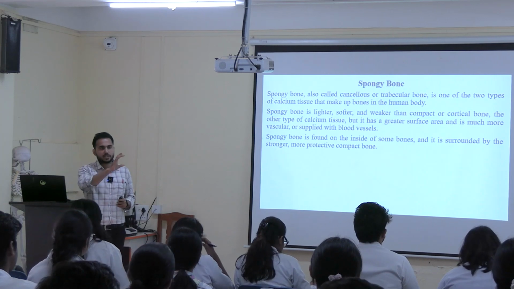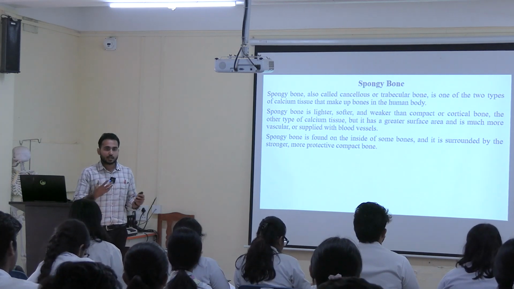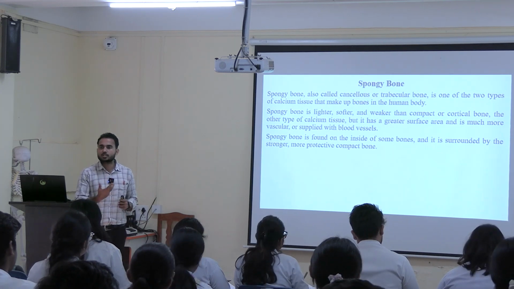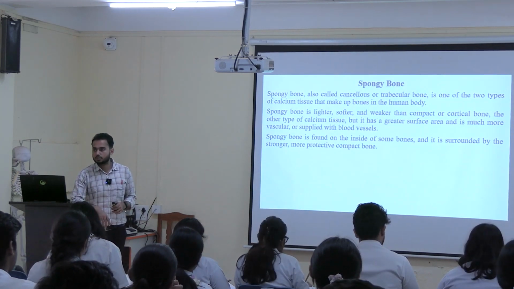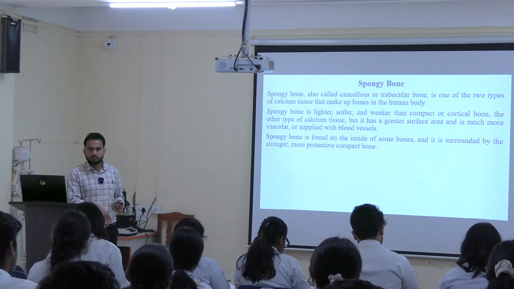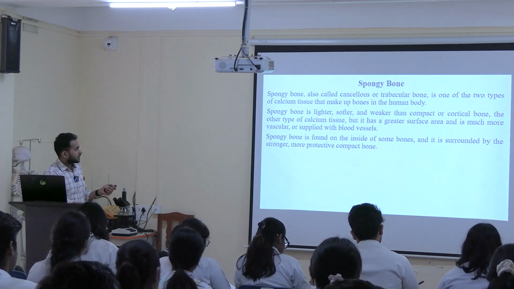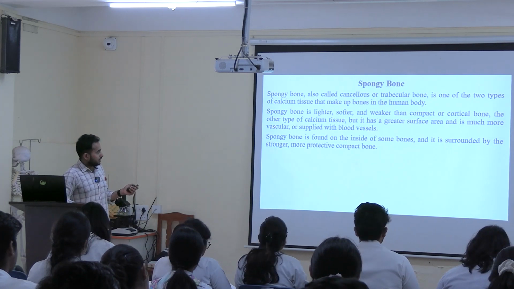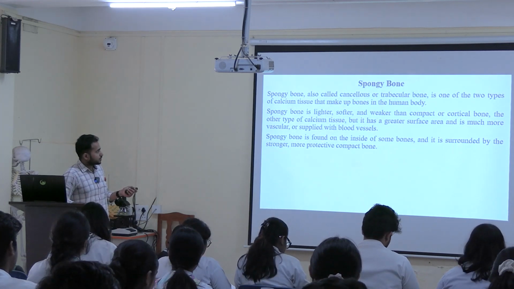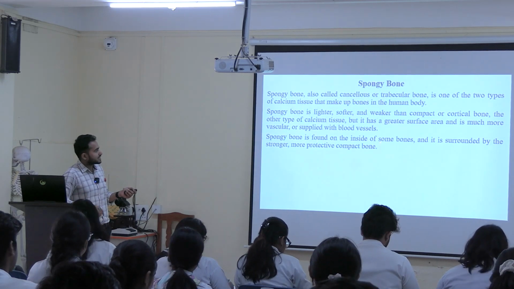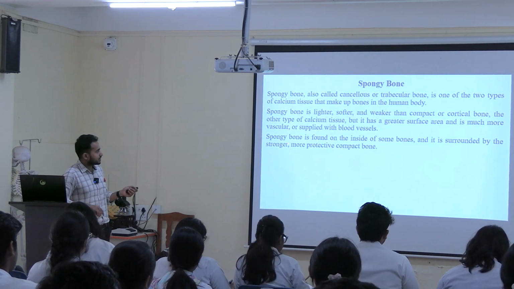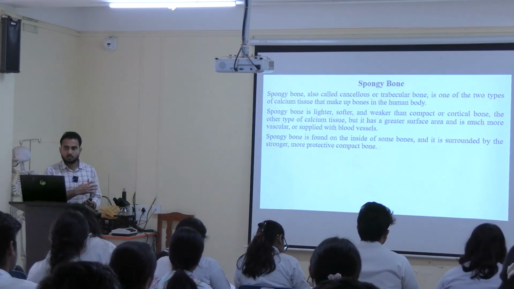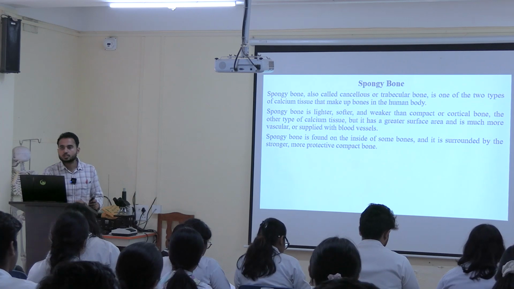If it is completely made up of compact bone, then what will happen? The weight of the bone will increase. So because of the porous nature of the spongy bone, it reduces the weight of the bone. It is also an important function. Next, as you can see, it is softer, lighter and weaker. The spongy bone is found in the inside of some bones, and it is surrounded by stronger and more protective compact bone. So the interior of the bone is mainly made up of spongy bone.